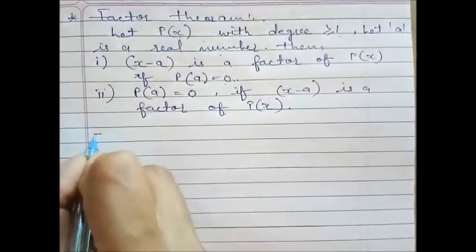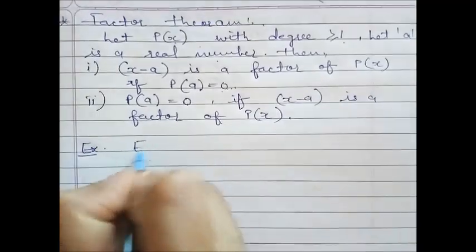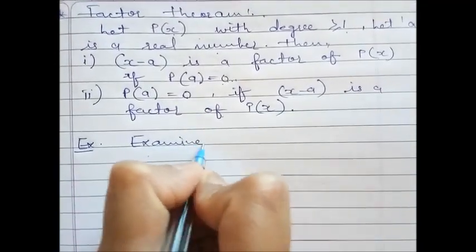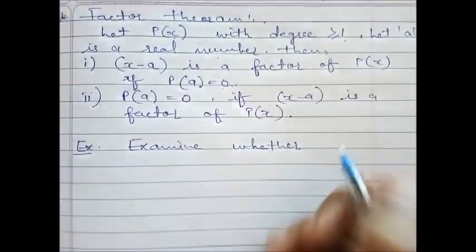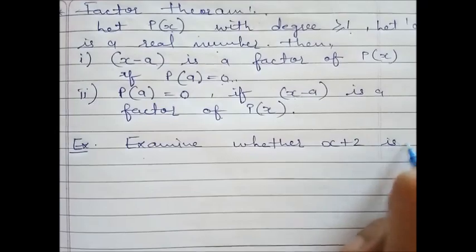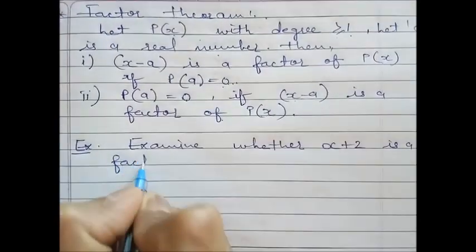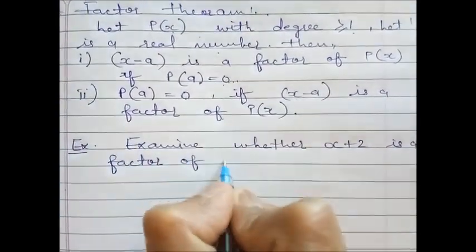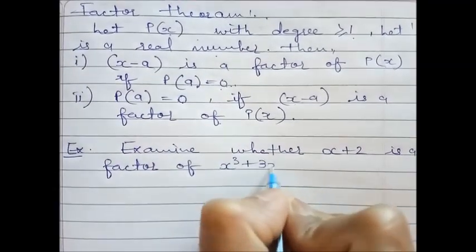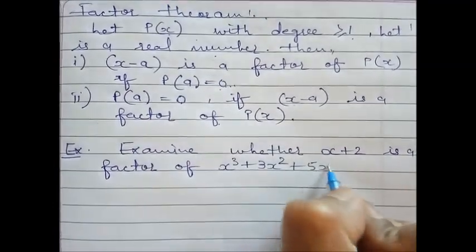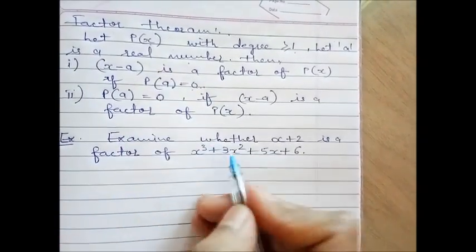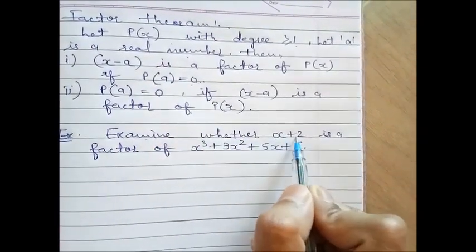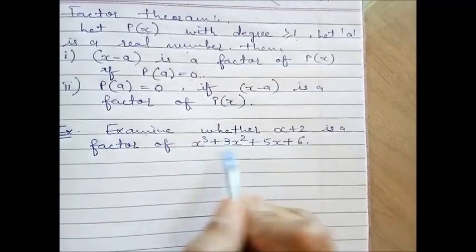Let's take one example: examine or verify or check whether x plus 2 is a factor of x cubed plus 3x square plus 5x plus 6, right? Now compare this question with your factor theorem. Examine whether x minus 2 is a factor of this polynomial.